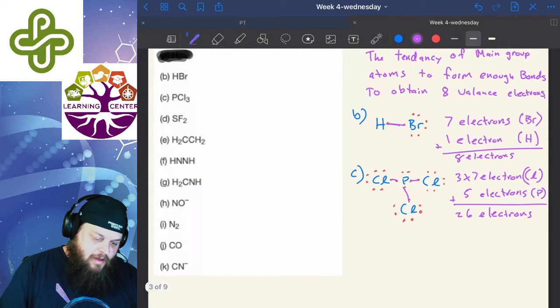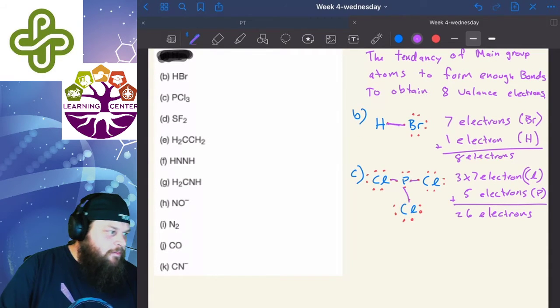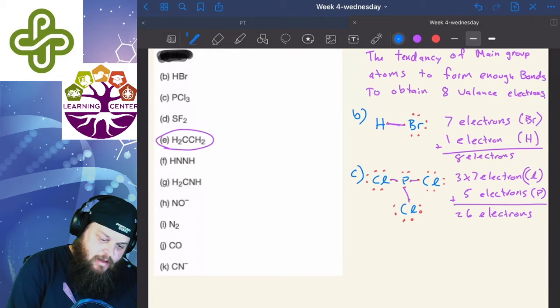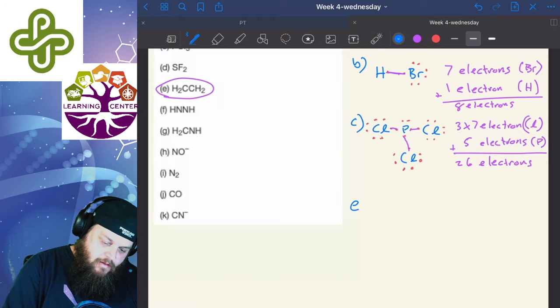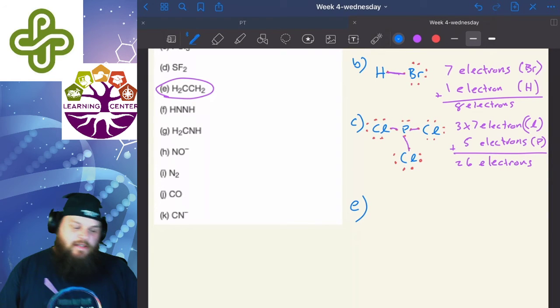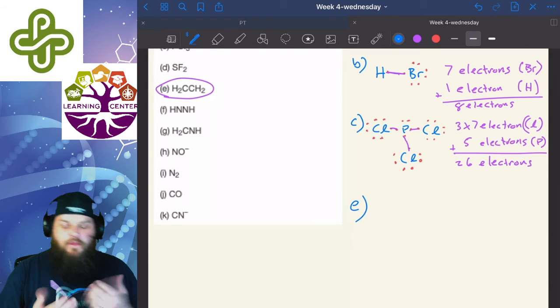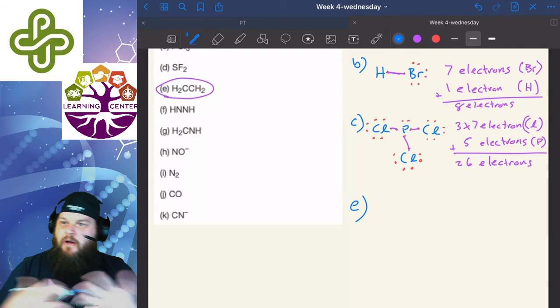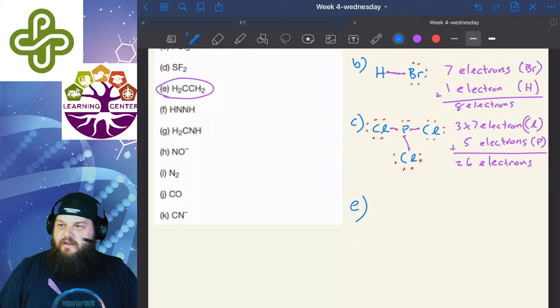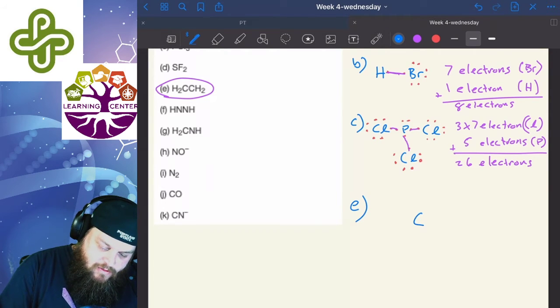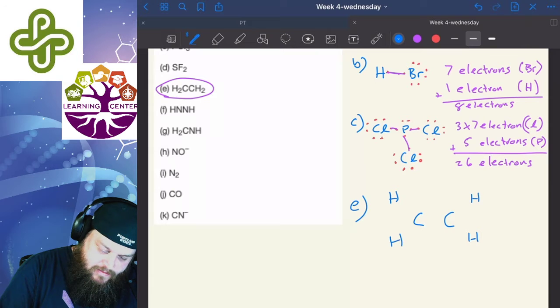We can jump down a little bit. Let's look at part E. So part E, I'm going to go down to here. It's H2CCH2. So they wrote that in a slightly different way. What they're really doing there is they're showing you kind of how these hydrogen and carbons are connected up together. So we know that there's 2 central carbons, and each one has 2 hydrogens on them based on that. So I can draw it out like this.